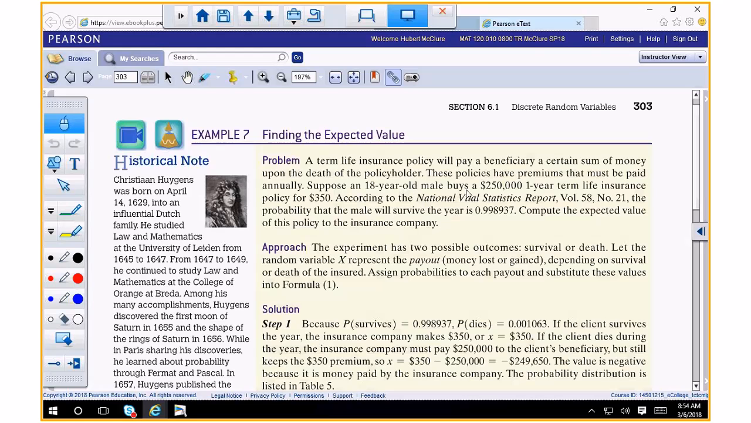All of this reading basically talks about: suppose an 18-year-old male buys a $250,000 one-term life insurance policy for $350. Okay? What's wrong with this sentence? What's wrong with that sentence? Nobody knows? An 18-year-old male isn't going to buy a one-year life insurance policy.